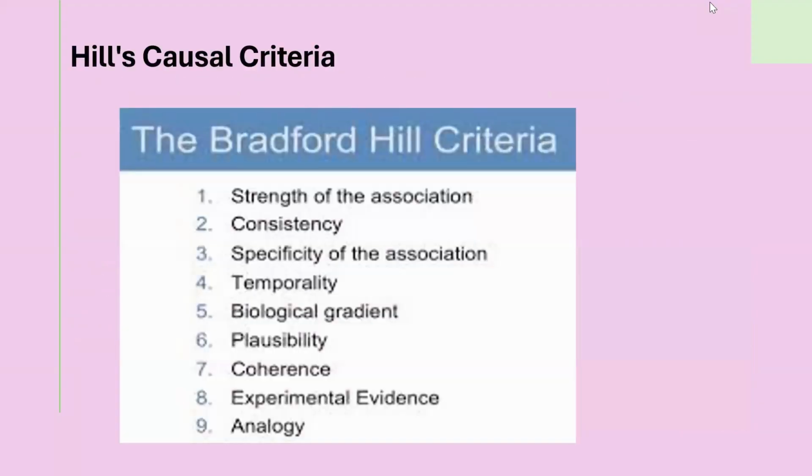So Bradford Hill came up with 9 parameters, which we call the Bradford Hill criteria, to be able to assess causality in a given disease condition. And they include the strength of association, consistency, specificity of the association, temporality, biological gradient, or dose response, and then plausibility, coherence, experimental evidence, and analogy. So let's look at each of these components individually.